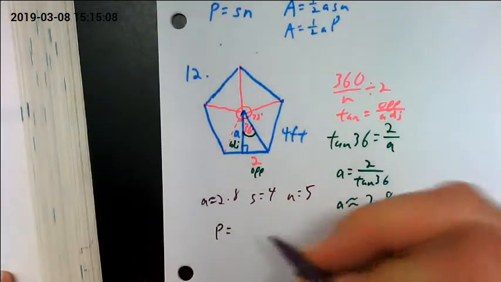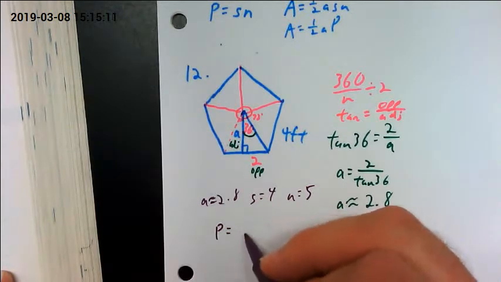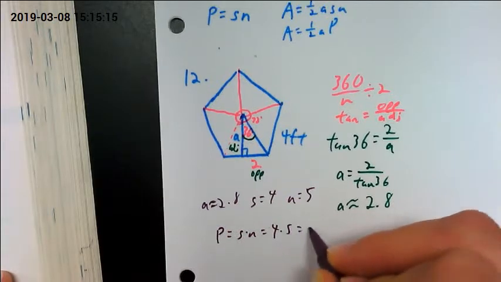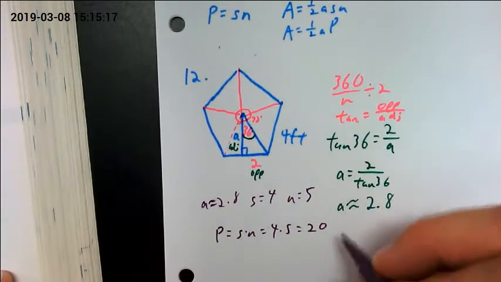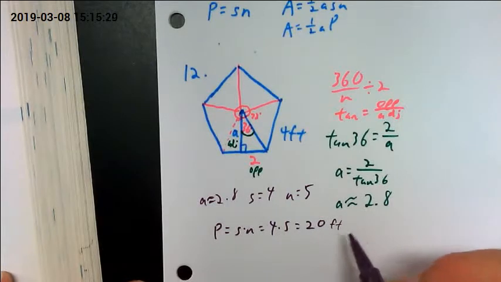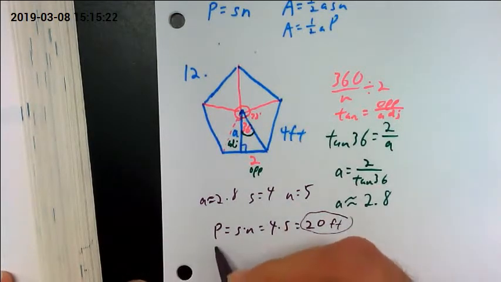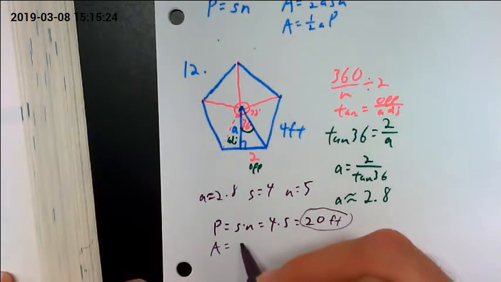For perimeter, the formula is S times N. So, S times N, that's 4 times 5, which is 20. And this is in feet, so 20 feet. That's one answer.